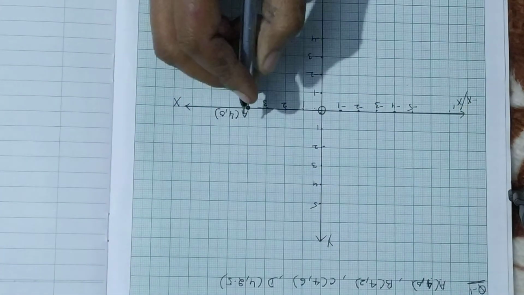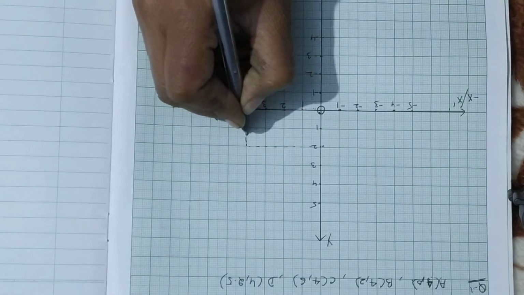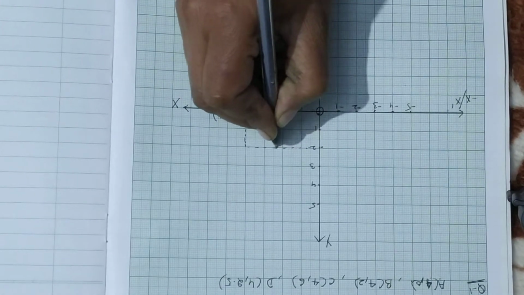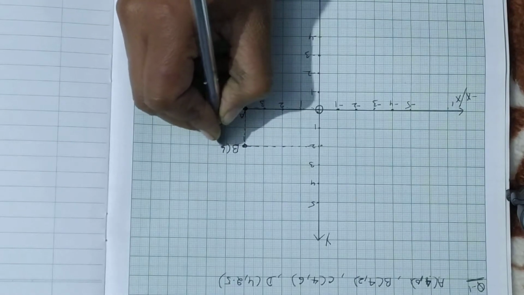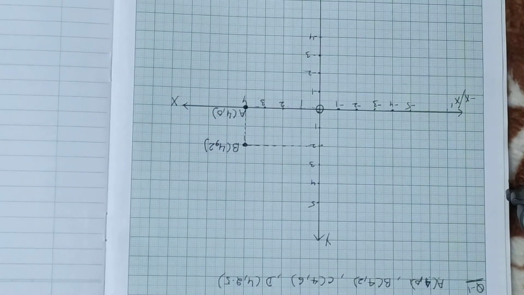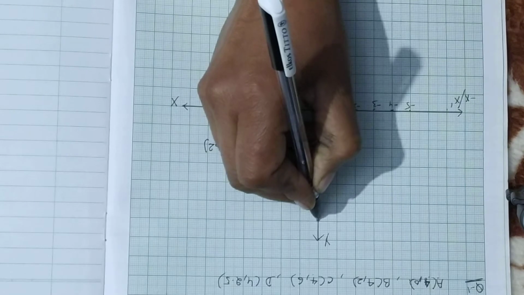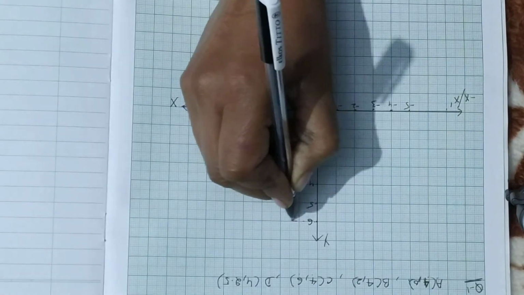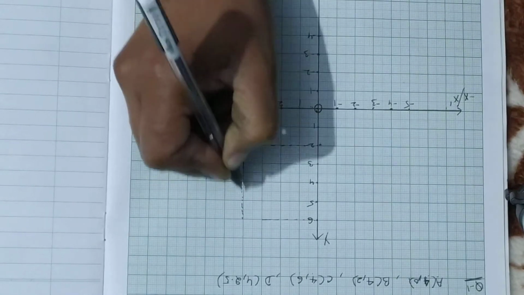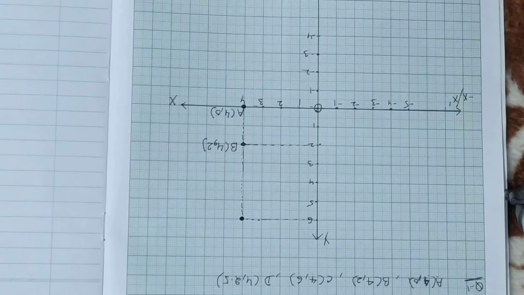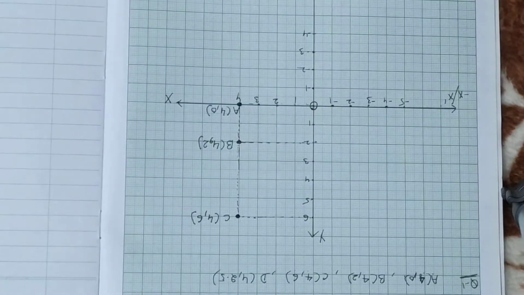Next is (4, 2). X is equal to 4 and y is equal to 2. From x=4 and y=2 we will draw perpendicular lines. Where these lines intersect, that will be point B(4, 2). Next is (4, 6). X is equal to 4 and y is equal to 6. So from y=6 and x=4 we will draw dotted lines, and where these two lines intersect, this will be point C(4, 6).